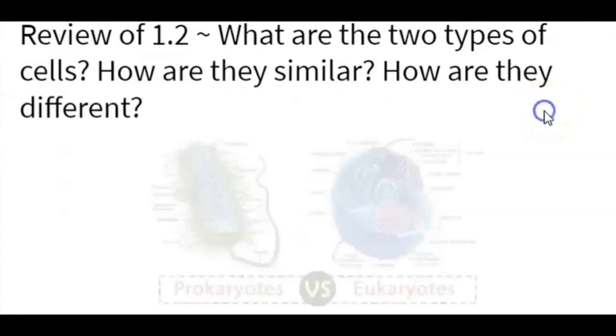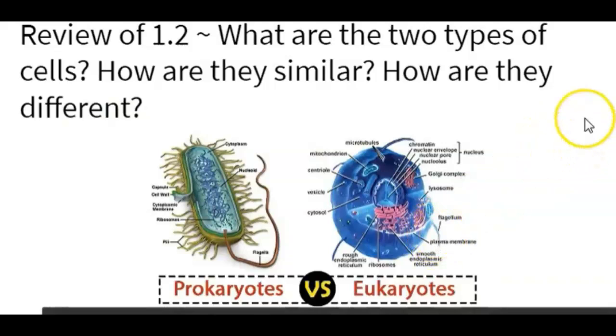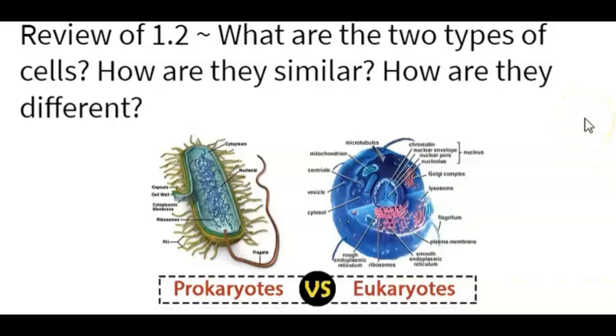Review of 1.2. Prokaryote versus eukaryote, right? How are they similar? How are they different? Do you know which one has a nucleus and which one does not? If I were to ask you for an example of a prokaryote, could you tell me it's bacteria? And an example of a eukaryote, could you tell me it was plant, animal, fungi, or mushroom? If not, I want you to pause this video and go back and do some more work on 1.2 before starting 1.3.